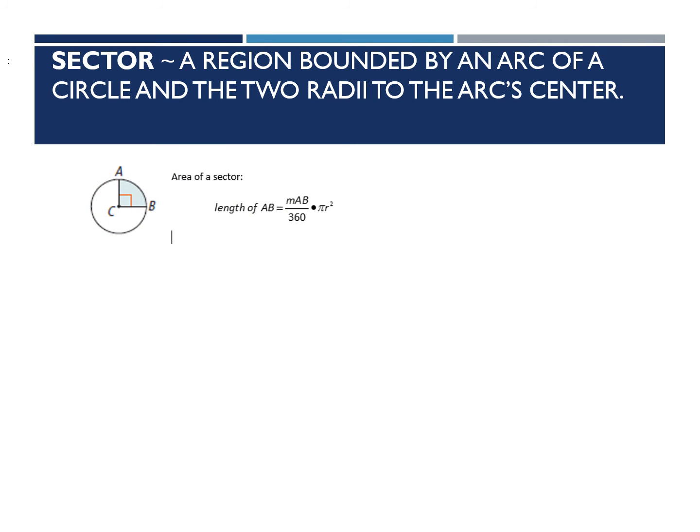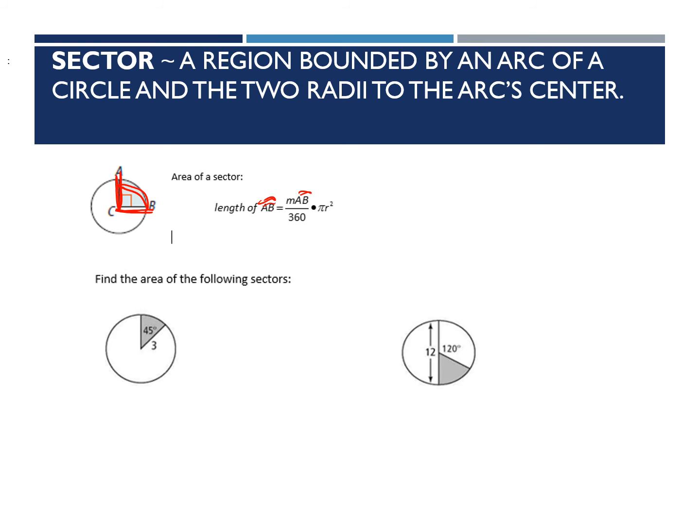Now, a sector is a region bounded by the arc of a circle and the two radii in the arc center. So basically, it is the part of your circle that is surrounded by the angle and the arc, kind of like a piece of pizza or a piece of pie. And again, the whole concept is the same. The area of that sector is going to be the measure of the arc divided by 360, so the part of the circle, times pi r squared. So that's the official formula for that.